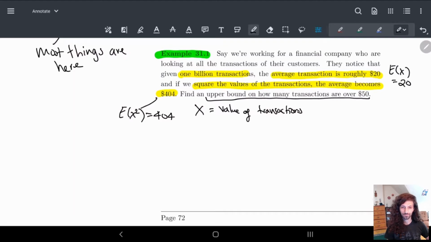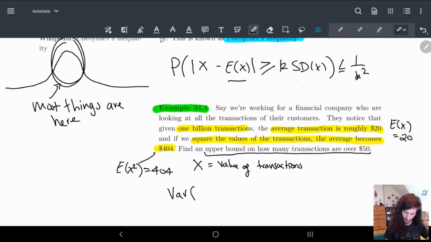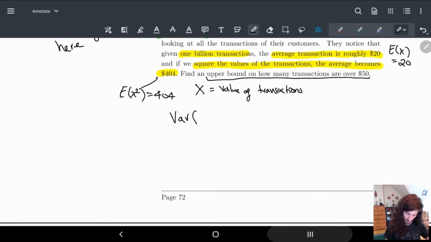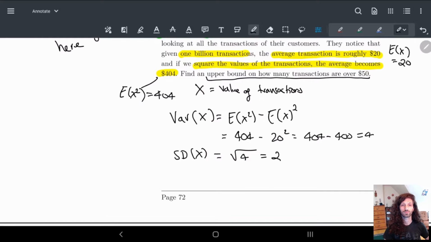So to use Chebychev, we have E of x, but we need SD of x. So let's first calculate the variance of x. This is E of x squared minus E of x, squared. So we get 404 minus 20 squared, which is 404 minus 400, which is 4. It should always be positive, so we're good. This tells me that the standard deviation is the square root of 4, which is just 2.